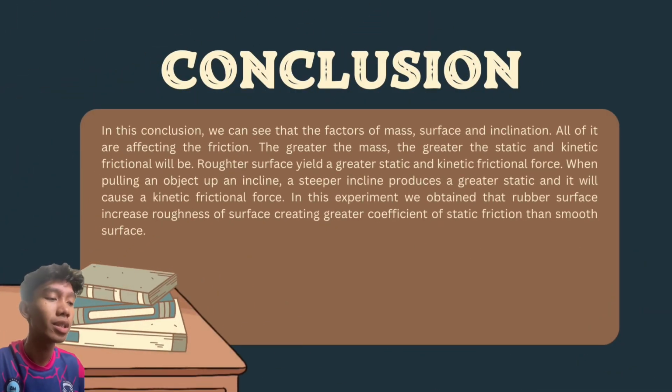So lastly, for the conclusion, we can see that the factors of mass, surface and inclination all affect the friction. The greater the mass is, the greater the static and kinetic friction will be. A rougher surface yields a greater static and kinetic frictional force. When pulling an object up an incline, a steeper incline produces a greater static and kinetic frictional force. In this experiment, we obtained that the rubber surface increases the roughness of the surface, creating a greater coefficient of static friction than the smooth surface.